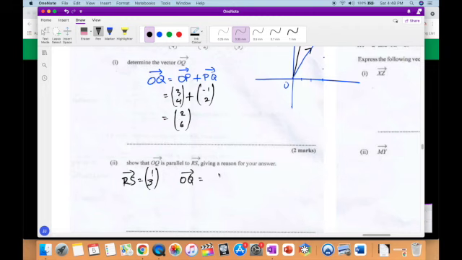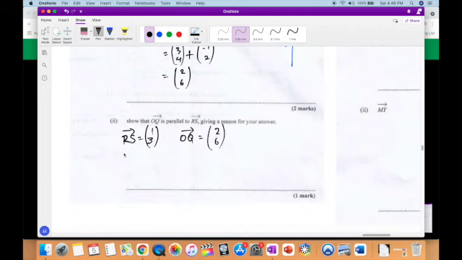OQ is 2, 6. Well, you could see that these are scalar multiples, right? So therefore, OQ is equal to 2 multiplied by RS. They're therefore parallel. This is the reason. Give a reason for your answer. That is the reason, when they are scalar multiples of each other. You see that is just one mark.